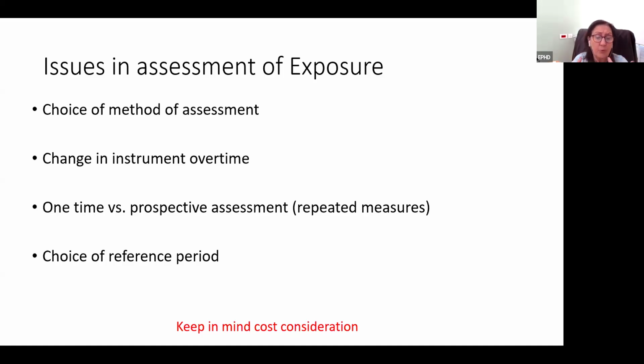As you're doing this, always keep in mind cost considerations. When we write a proposal for a cohort, usually we present a proposal for 5 years of funding. So we have to keep in mind that if we did wave 1 in the second year and then have a wave 2, we need that amount of money to trace the people and to collect the data on exposure.